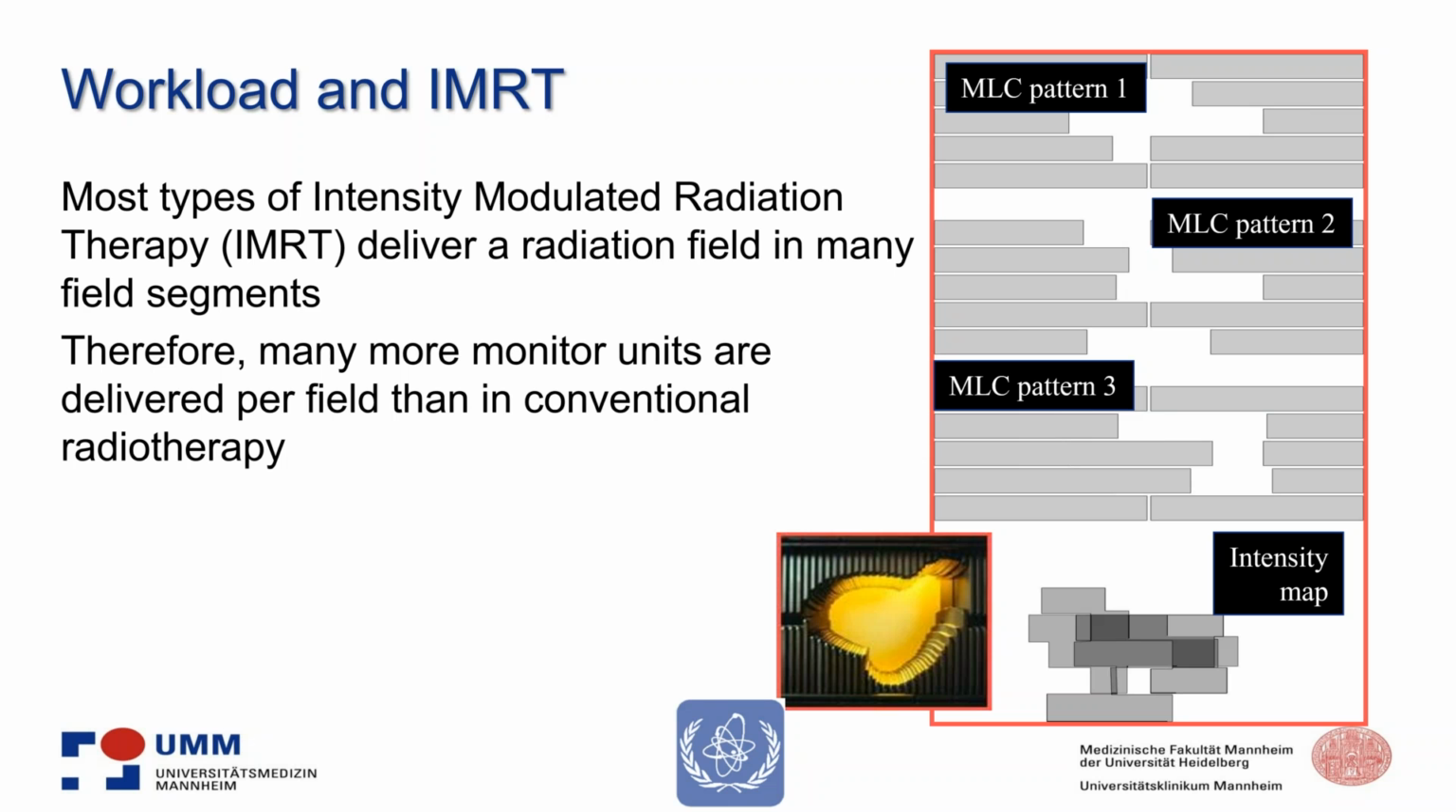Workload, and this is what I mentioned from the NCRP report. It included now new methods for the shielding calculations, and one of these methods is IMRT. IMRT applies radiation in many field segments, and you always have high monitor units. That means you have high switched-on times, high beam-on times for the machines than in conventional radiation therapy.